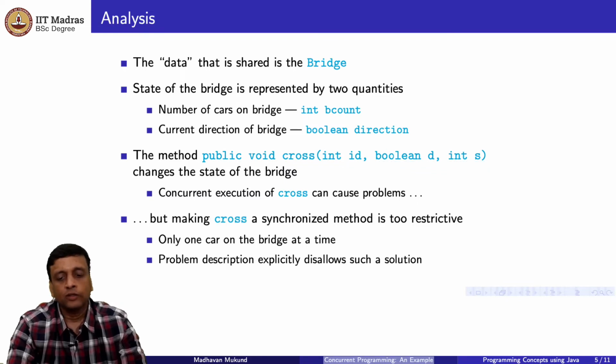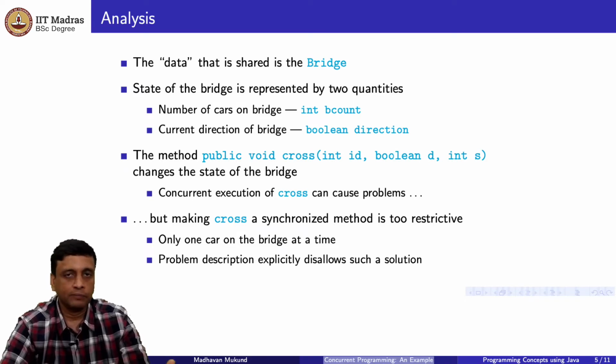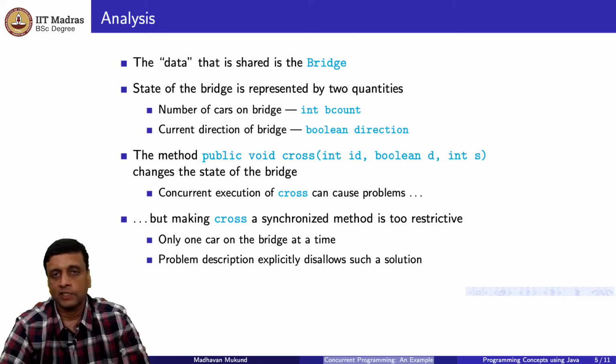So the natural thing to do would be to make cross a synchronized method, to say that no two threads can access cross at the same time. But if we do that, it means that only one car can cross at a time, right. So till that car is finished crossing, the cross method will be occupied by that thread and no other car can cross, and this is not what the specification said.